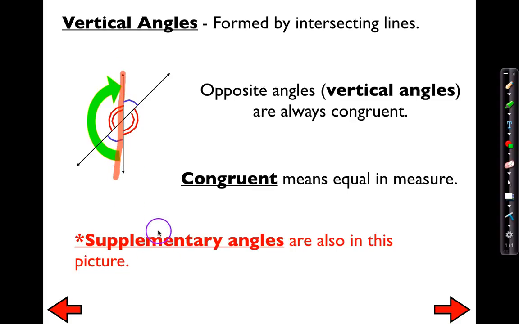So if you keep your eye out for supplementary angles, you might notice them more often, because supplementary angles are basically created to form a straight line. But remember, they don't always have to be adjacent, so they don't always need to be next to one another. So just keep that in mind.